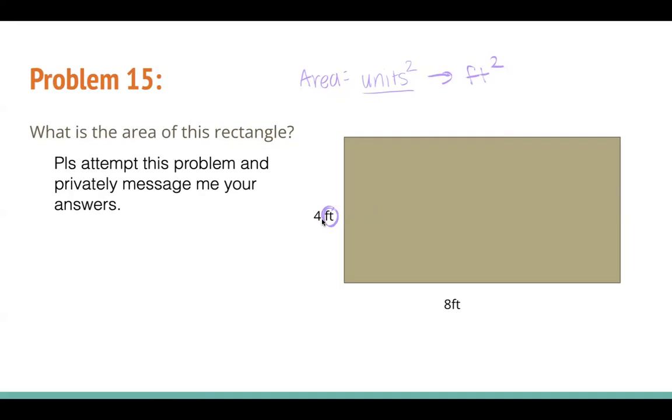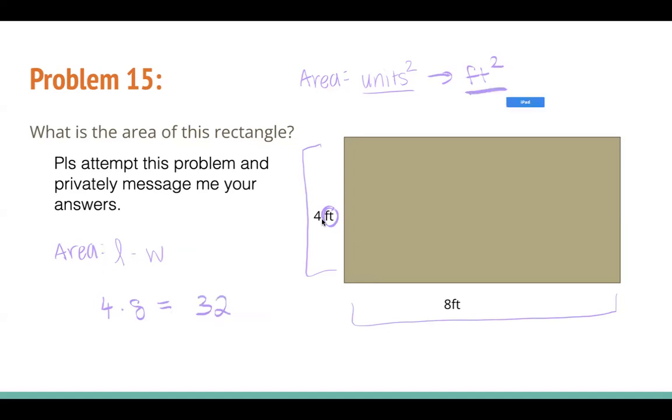Now all that's left to do is follow the formula. Our formula for area is length, which would be this, times width, which would be this. We're given that our length is 4 times our width, which gives us 32. We put our units back on, so we get 32 feet squared as our answer. Does that make sense to everyone? Yes.